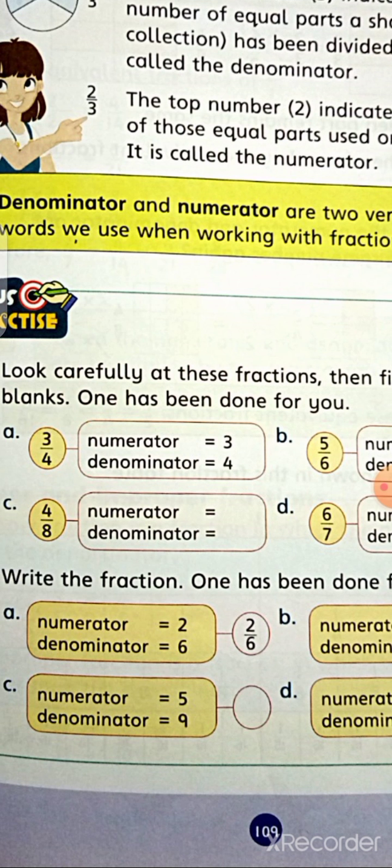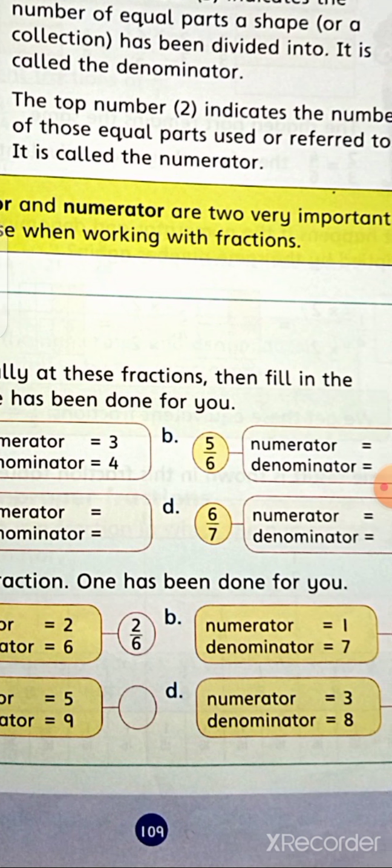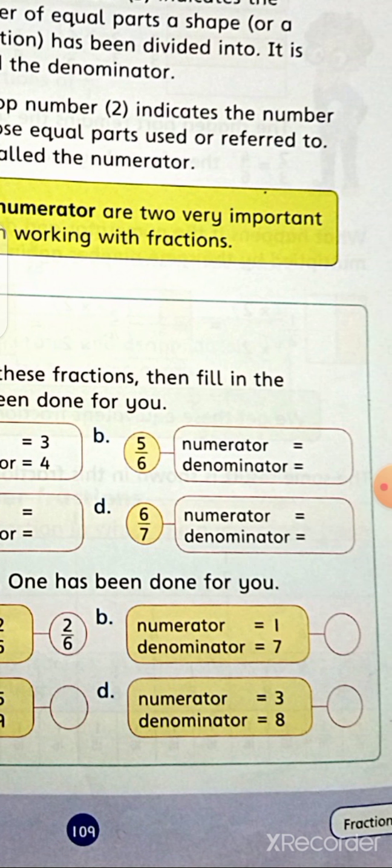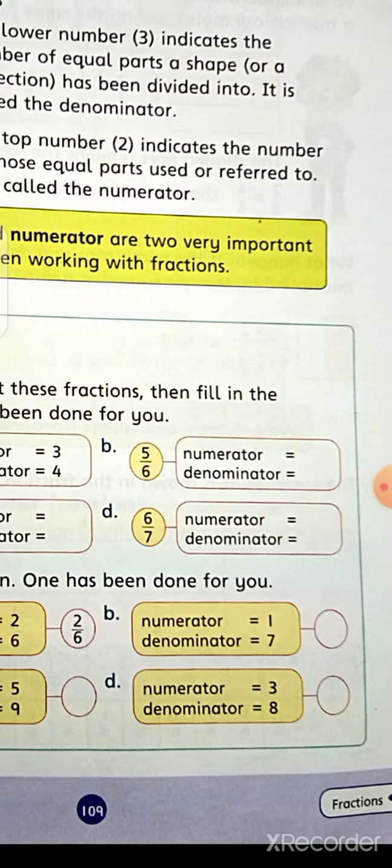Remember, numerators are always written above the dividing line, and denominators are very good below the dividing line. Remember this. And you will do D part also. 6 over 7, numerator and denominator both are given, and you will fill. Numerator is 6 and denominator is 7.